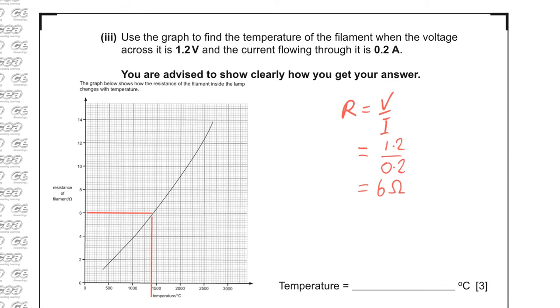Okay. So as you can see, it's coming in at around about 1425 or so. And so we just record that. So just use Ohm's law to get a resistance and then zip that across to the graph value and see what the corresponding temperature is.